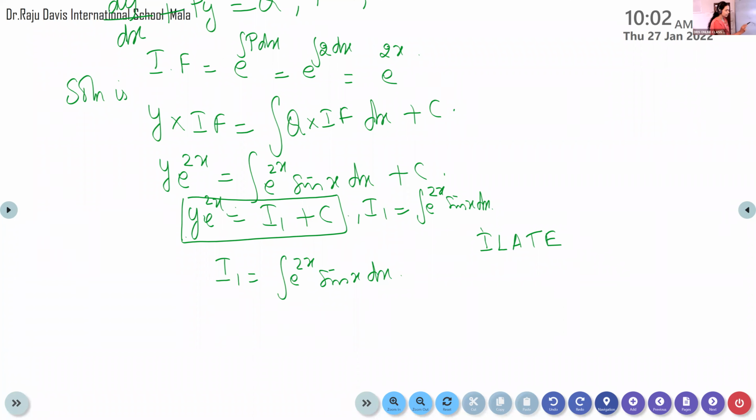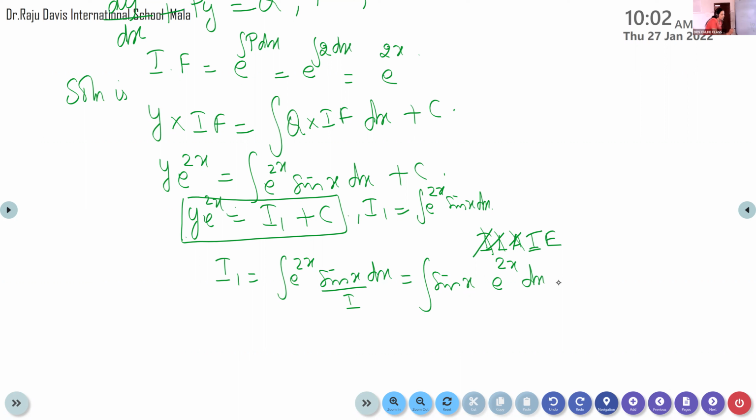Inverse function, is it there? No. Logarithmic function, is it there? No. Algebraic function? No. Trigonometric function is there. So this is our first function. The remaining will be the second function. So the first function is sin x, and the second function is e raised to 2x into dx.